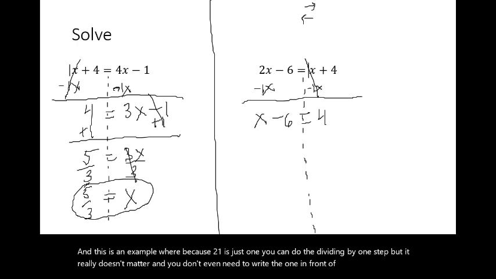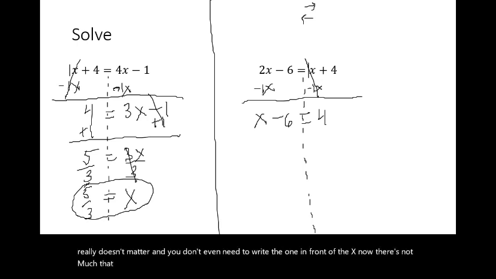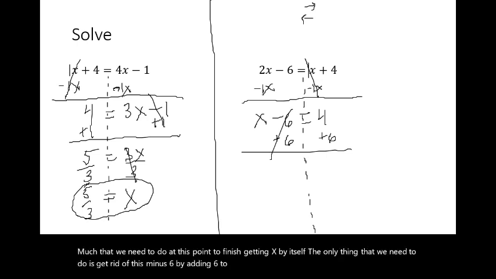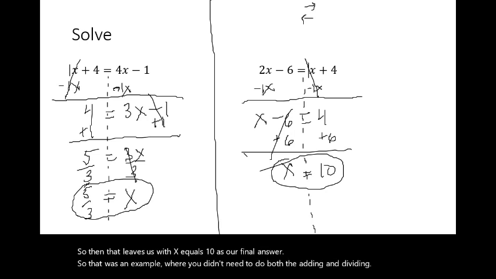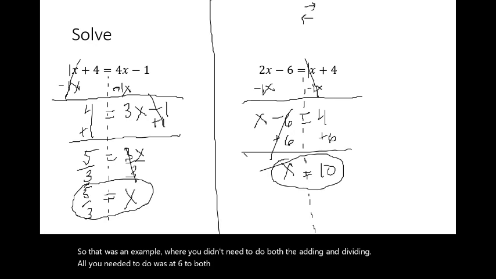Now, there's not much that we need to do at this point to finish getting x by itself. The only thing that we need to do is get rid of this minus 6 by adding 6 to both sides. So then that leaves us with x equals 10 as our final answer. So that was an example where you didn't need to do both the adding and dividing. All you needed to do was add 6 to both sides, and then x was by itself.